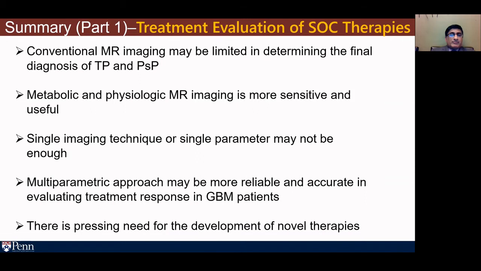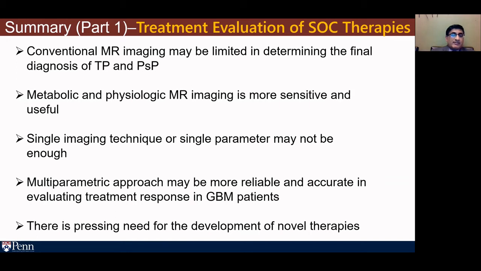So this is a summary of part 1. The number 1 point is that conventional MR imaging may be limited in determining the final diagnosis of TP and PSP, but the metabolic and the physiologic MR imaging may be more sensitive and hence more reliable and useful in distinguishing TP from PSP. However, a single imaging technique or a single parameter may not be enough.